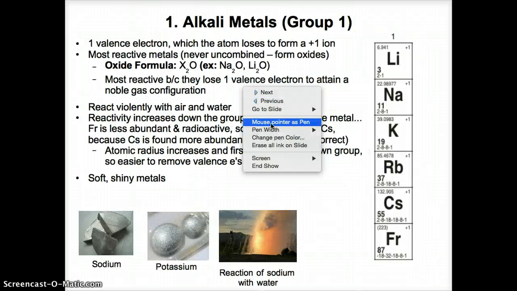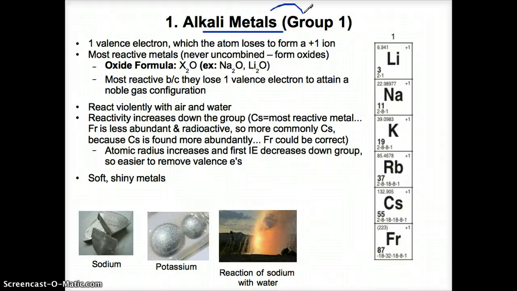Let's first discuss the alkali metals in group 1. Alkali metals in group 1 range from Li at the top here to Fr at the bottom here. And as you can see in the electron configuration, alkali metals all have one valence electron, which the atom loses to form the +1 ion.